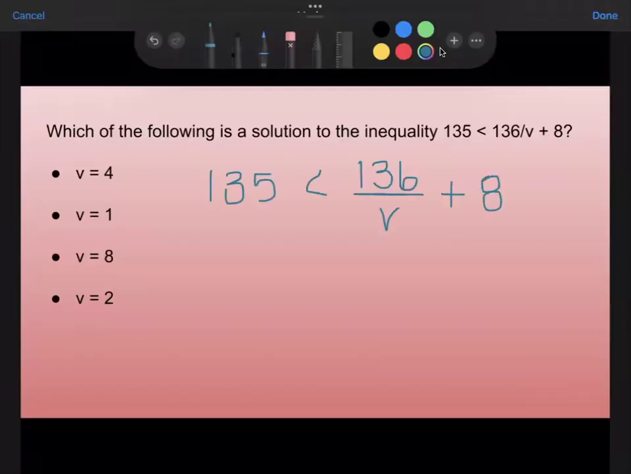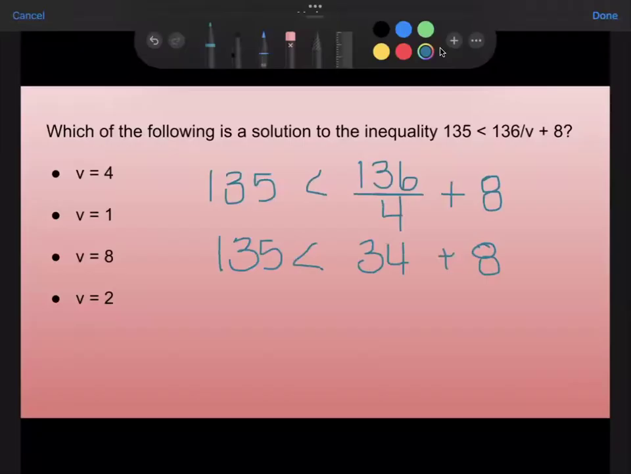Then I'm going to replace V with my first option, which is 4. Now, according to order of operations, I need to do that division first. Division comes before adding. So when I divide 136 by 4, I end up with 34. So that's what I'm going to write there, and then I'm just going to bring the rest of it down. And this is what we've got for our second step.